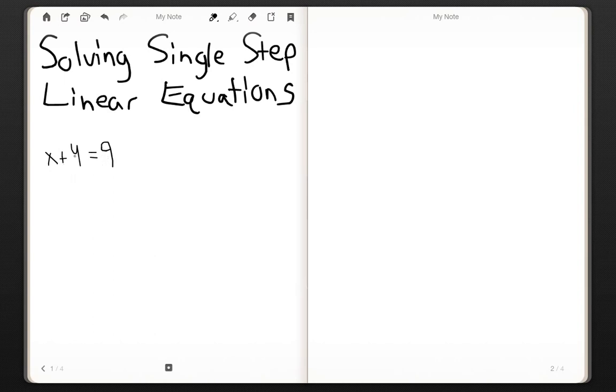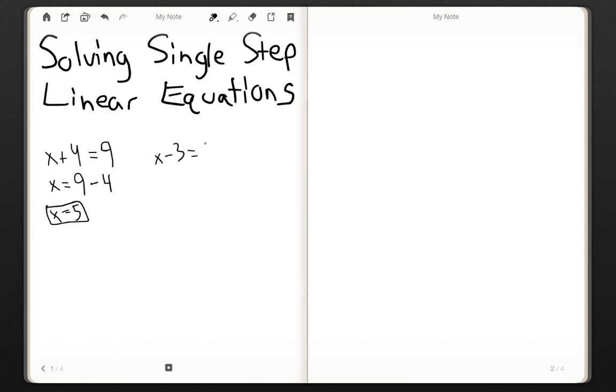So the way I think of this is, instead of subtracting 4 from both sides, move the 4 to the other side and change the sign. So it will be x equals 9, and the positive 4 on the other side is a negative 4. So 9 minus 4. X equals 5. Okay.